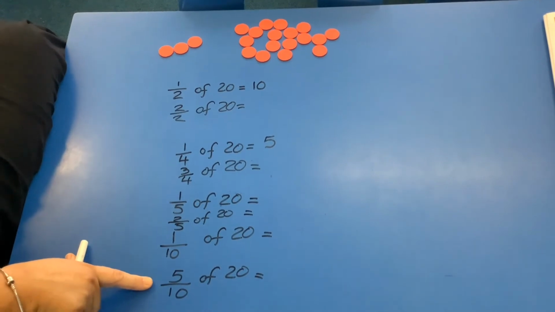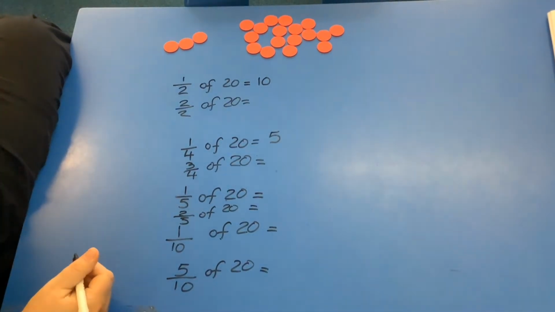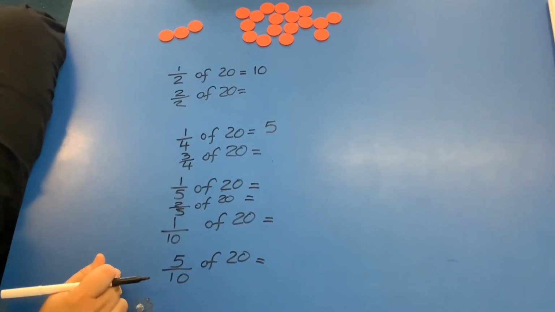Now, the one thing you probably shouldn't do is write on your table at home, because obviously I'm at school and I'm using the whiteboard pen. So write these things down in your maths book.